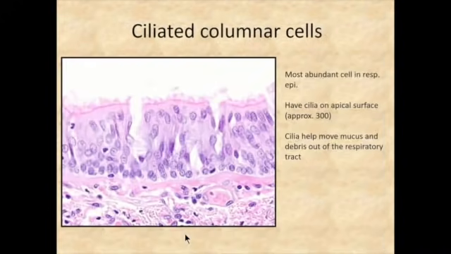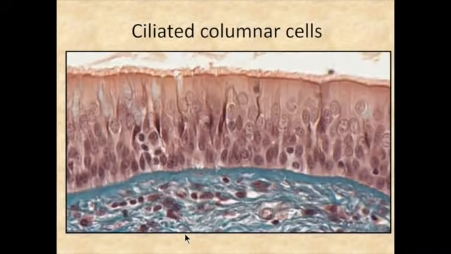Okay, so the ciliated columnar cell is the most abundant. It's got lots and lots of cilia on each surface, and the cilia rhythmically beat. They're motile cilia, and they bring mucus and other particles that get trapped in the mucus up out of the respiratory tract so that it can be swallowed by the pharynx. Here is another picture of that, so you can see the pseudostratified columnar epithelium, a really nice line of cilia here. You can also see the basement membrane. This is a trichrome stain, so it's stained blue.